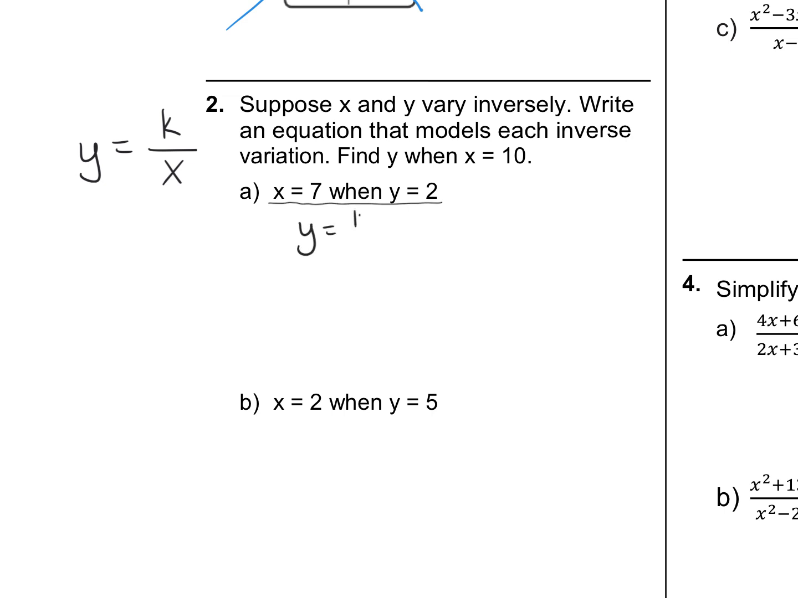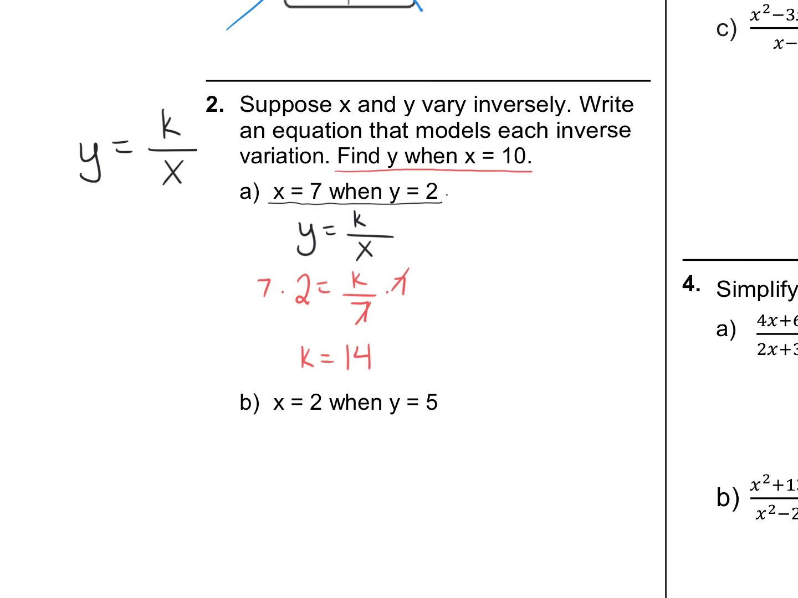So I have y equals k over x. What's y? 2. Do we know what k is? No. What's x? 7. How do I solve for k? Multiply by 7, so I'm left with k equals 14. Now, is k equals 14 my answer? No, because in the directions it wants us to find y when x equals 10.